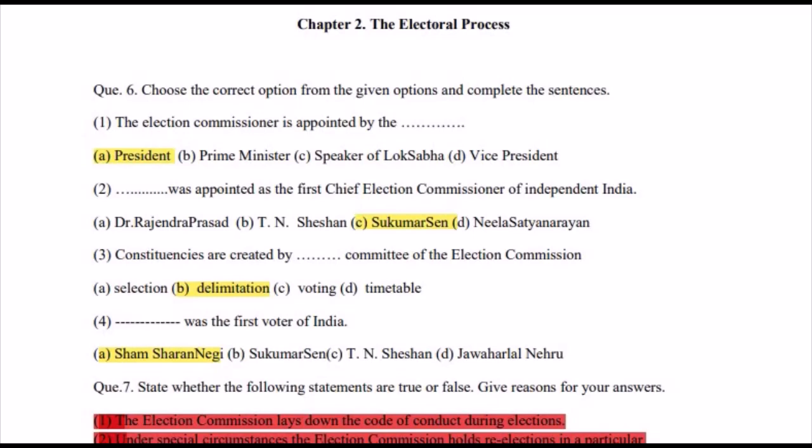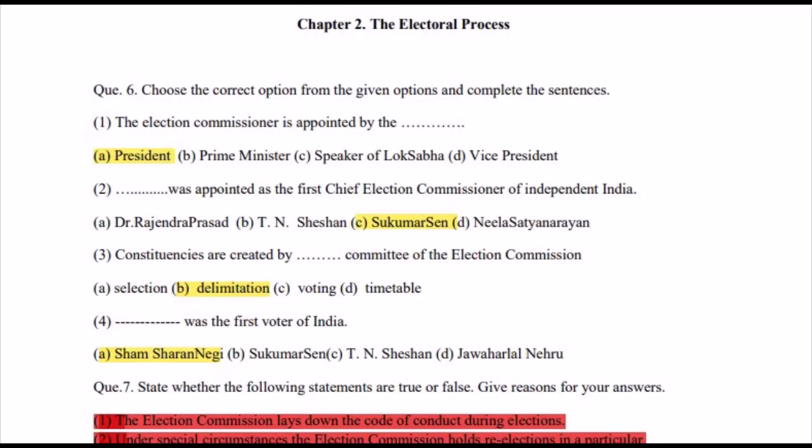As we all know, all the major posts, all the important posts, like the leader of an army, navy, air force, Election Commissioner, are appointed by the President, not by the Prime Minister, not by the Vice President or the Speaker of Lok Sabha. All the important posts are appointed by the President.